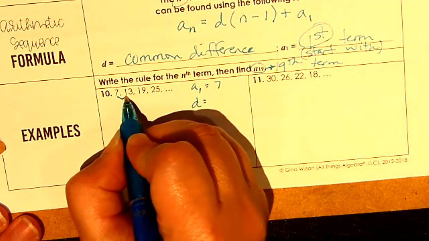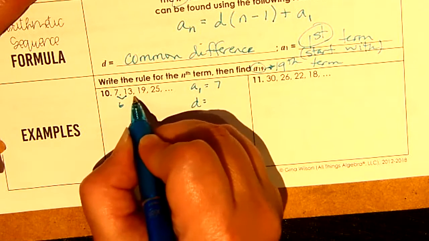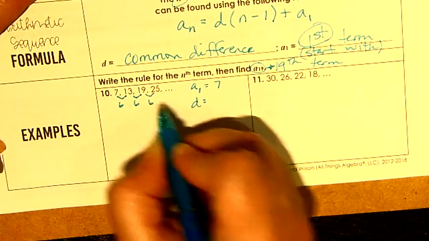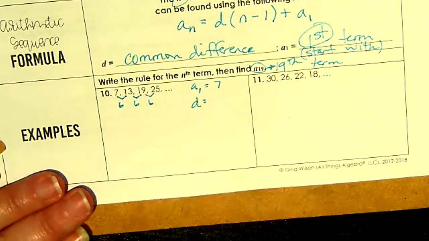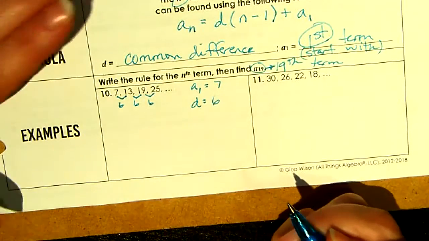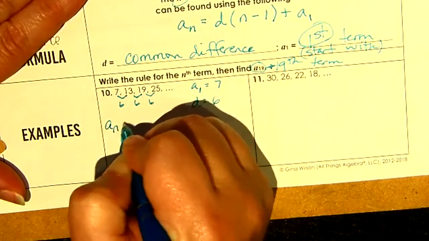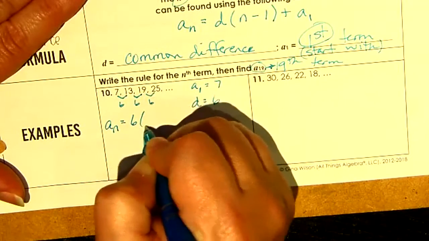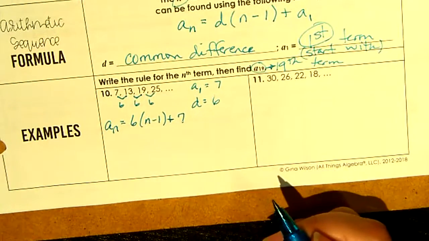So 7 to 13 is 6, and I'll make sure it's the same all the way through. 6, 6. Okay, I'm working the wrong one. I'll just work both of these. So now we have my common difference is 6. Now I plug it into my formula. a sub n equals 6, open parentheses, n minus 1, close parentheses, plus 7.